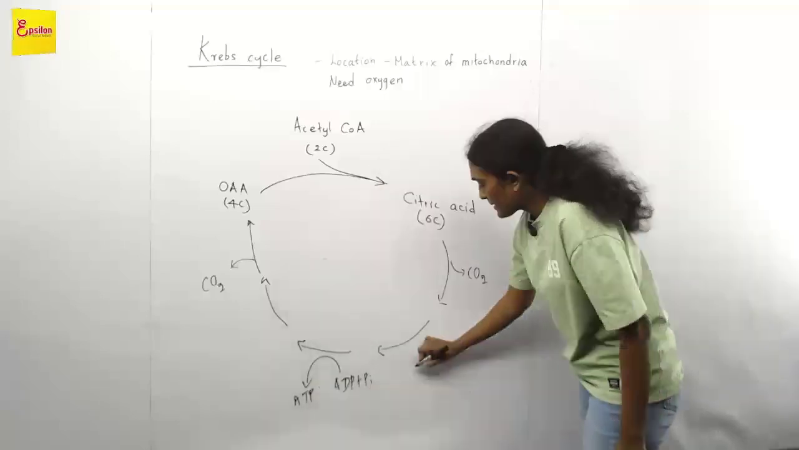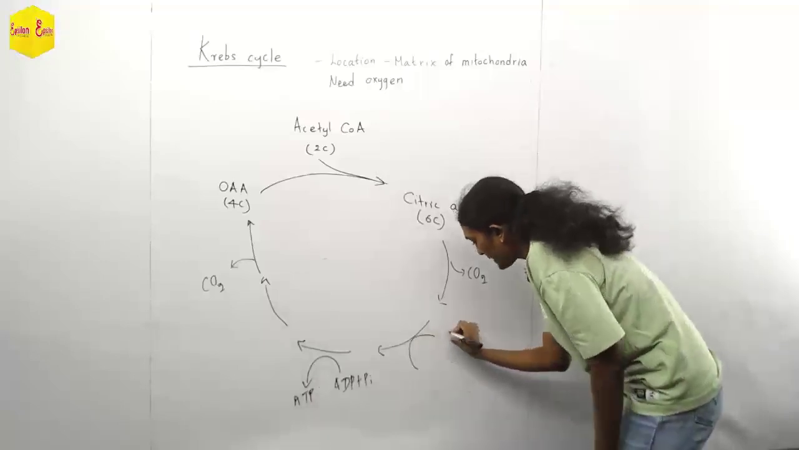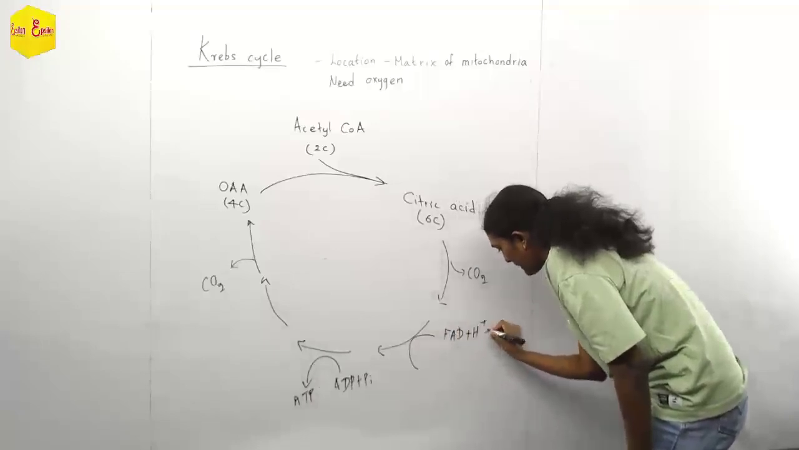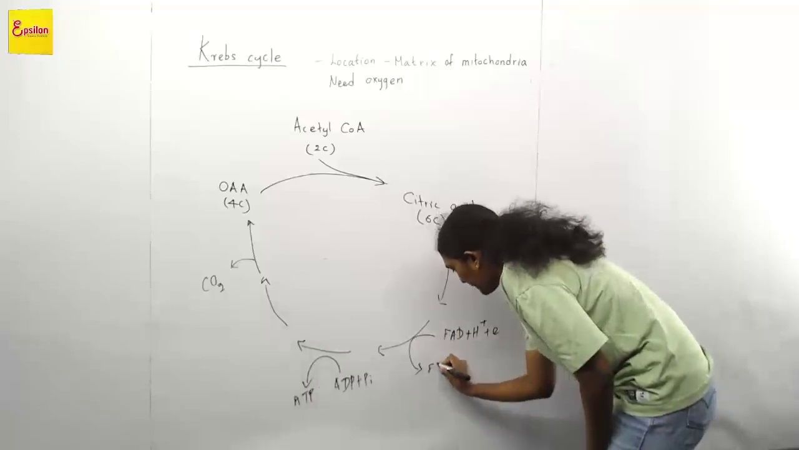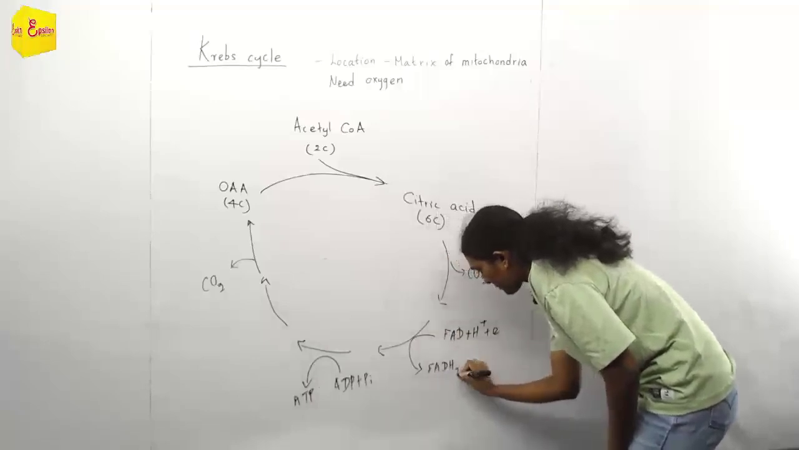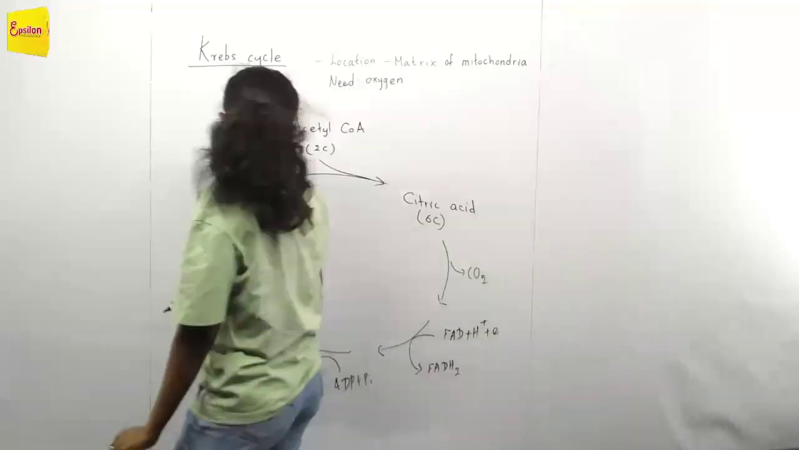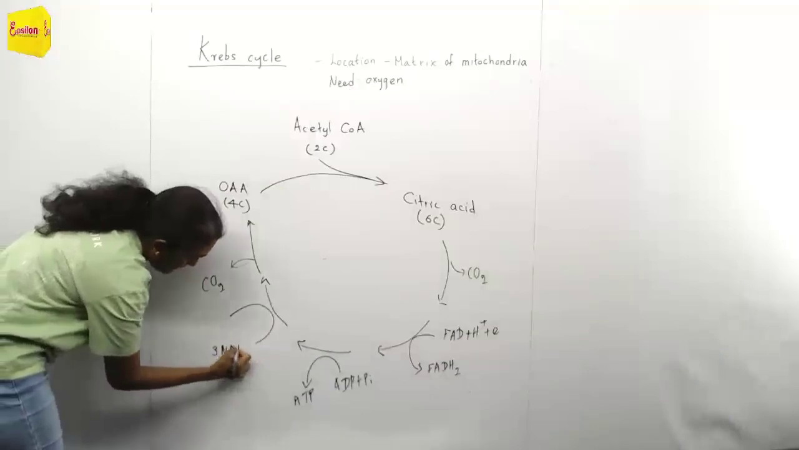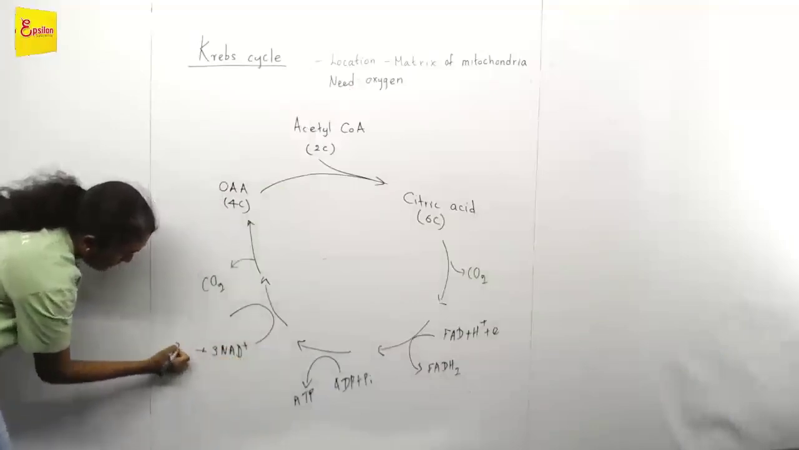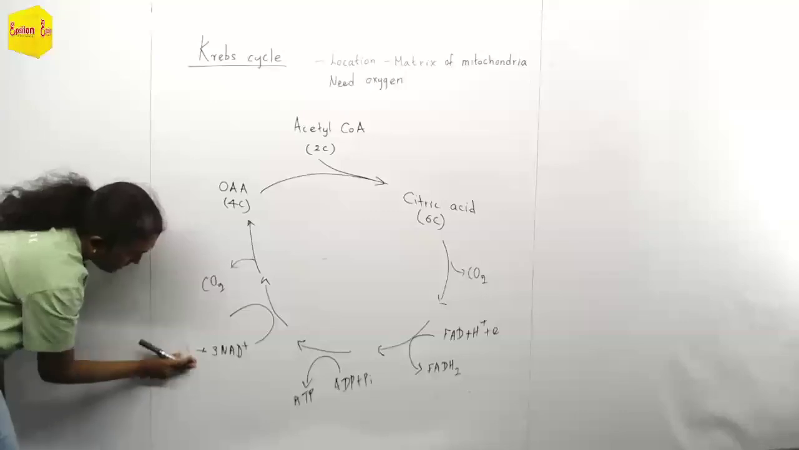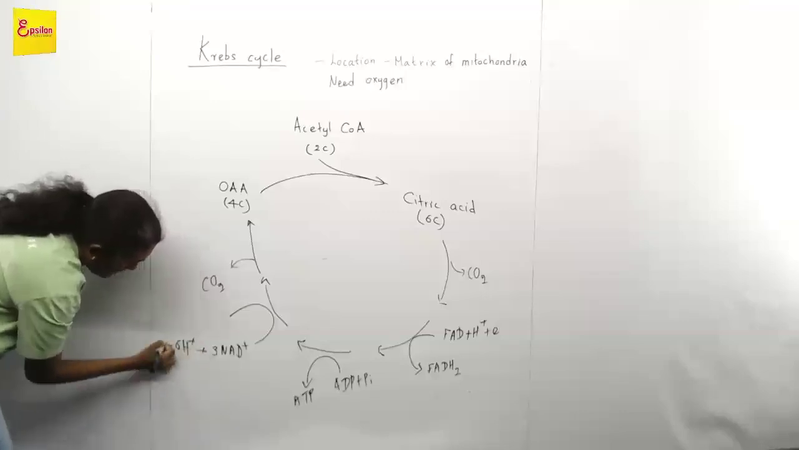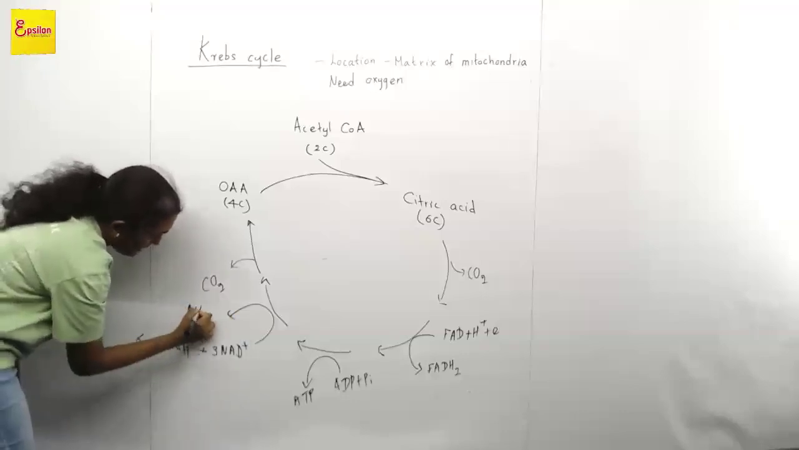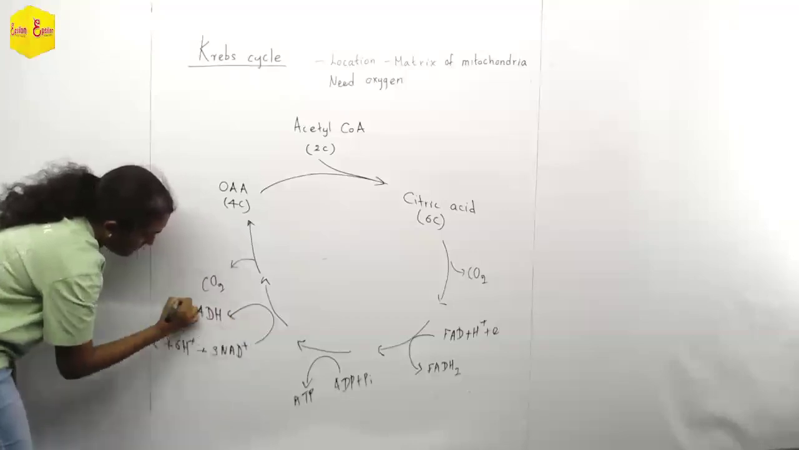Also, this is producing FADH2 also. FAD plus H plus electron, you will get FADH2. Correct? And here, 3 NAD plus, 3 H pluses, sorry, 6 H pluses plus 6 electrons will give you NADH, 3 of these, right?